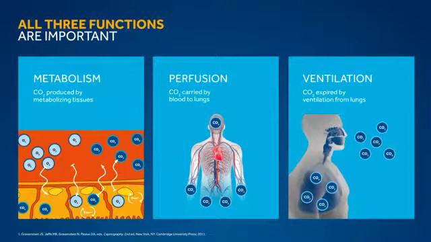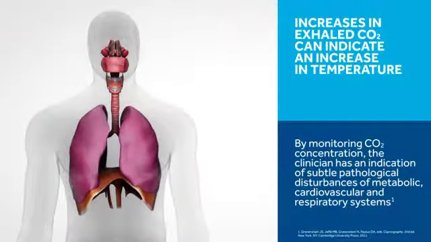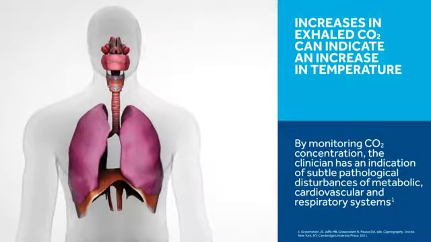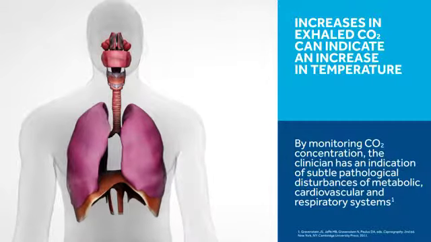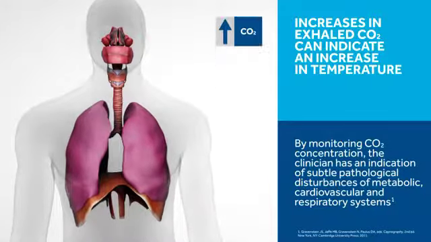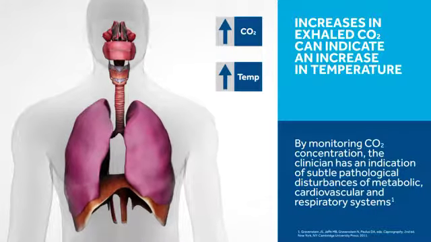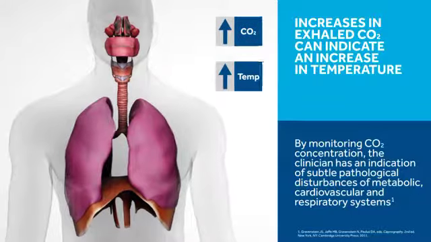Because EtCO2 is dependent on the production of CO2 from the tissues as a byproduct of metabolism, the perfusion of CO2-rich blood back to the lungs and diffusion of CO2 into the alveolus, and the active exhaling of CO2 through ventilation, alterations of any of these functions will be reflected in the CO2. For example, under normal conditions, even when a patient's ventilation and perfusion remain constant, the level of end-tidal CO2, as measured by capnography, would increase or decrease in proportion to the body's temperature.